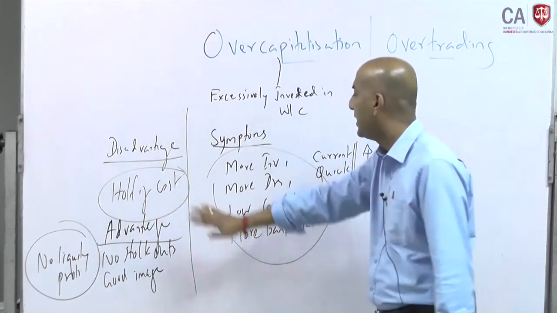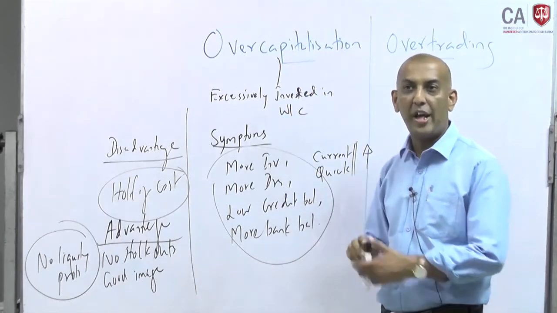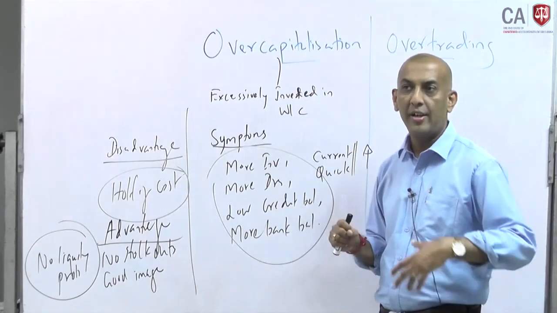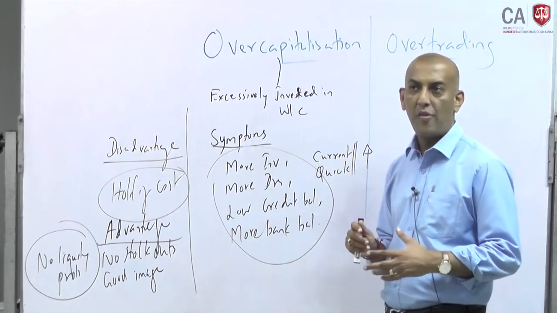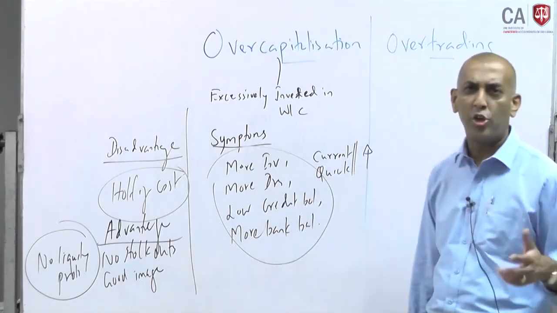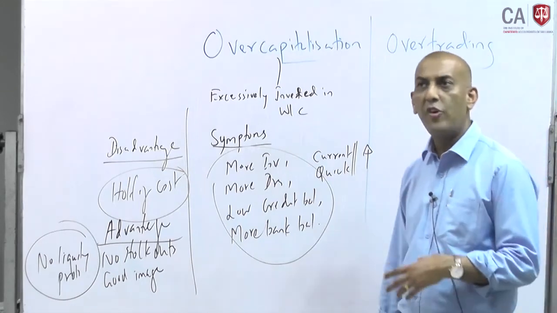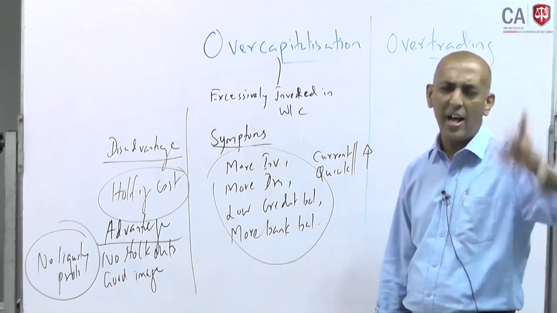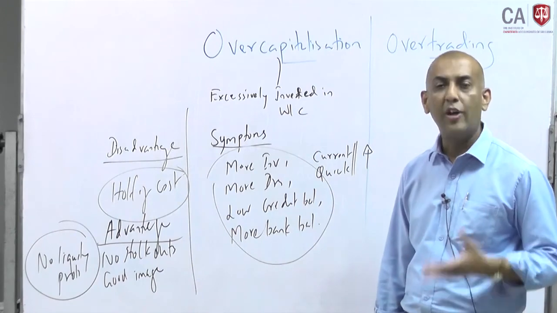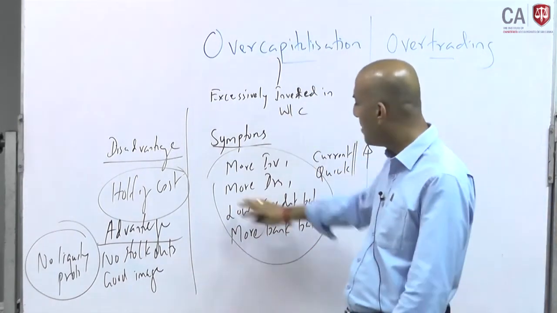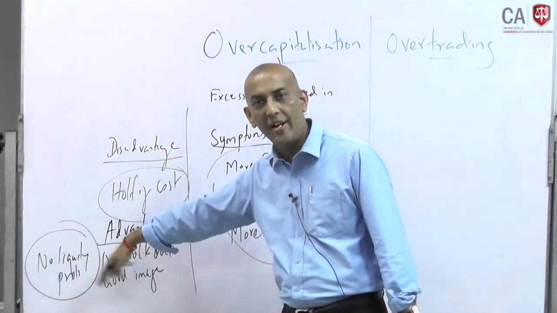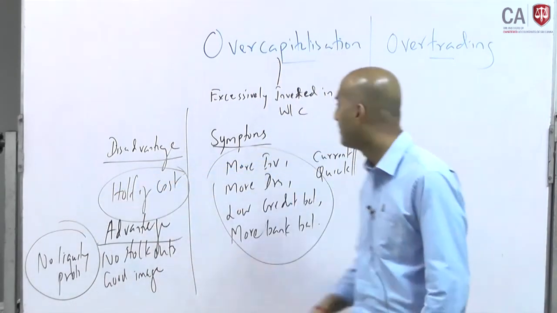This is the overcapitalization scenario. So when you take any organization's balance sheet, look at it and see whether the company is overcapitalized. Normally we say a current ratio of 2:1 is good. But if your company has 4:1, very high current assets, what do you mean by that? Overcapitalized. So you should know the symptoms, advantages and disadvantages of overcapitalization.